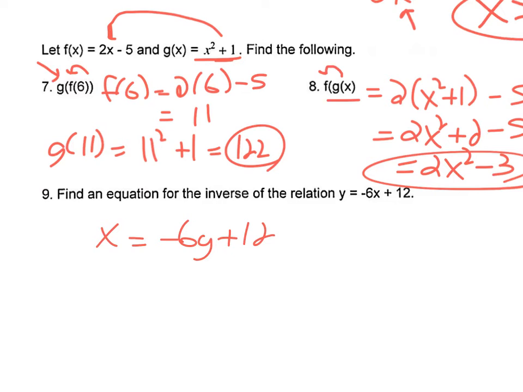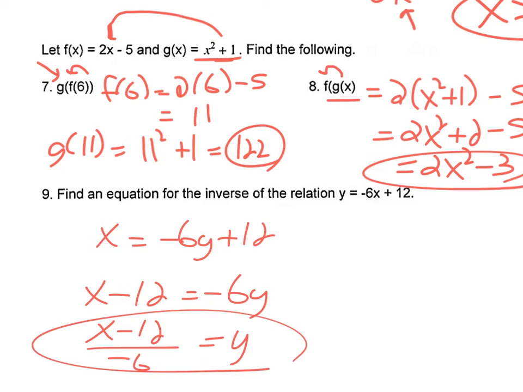Then I got to get the y by itself, so I'm moving the 12 to the other side, and then I'm dividing by 6. If I divide by 6, I get x minus 12 divided by negative 6. Guys, there's the inverse, all there is to it.